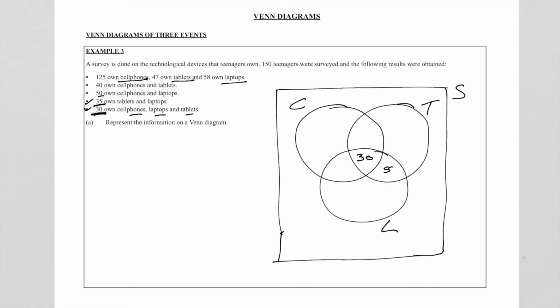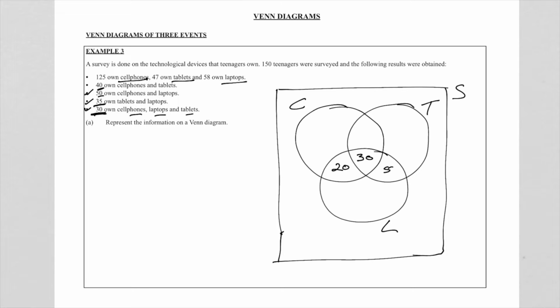So now we go to the next one, that we are done with the 35. Now I look at the 50. The 50 own cell phones and laptops. Now, if we go to this one, cell phones, laptops here, so that is the intersection, and that must be 50 in total. We've got 30 already, so that means we put 20 here. So let's just put the 20 down there, and as you can see, this now adds up to 50. So we are finished with that one.